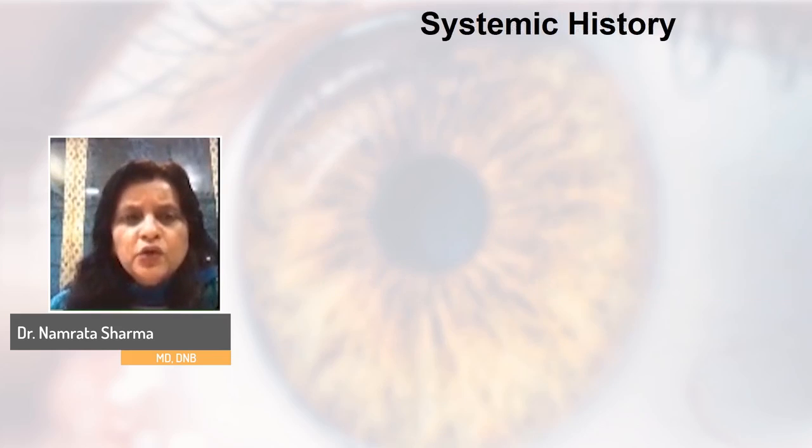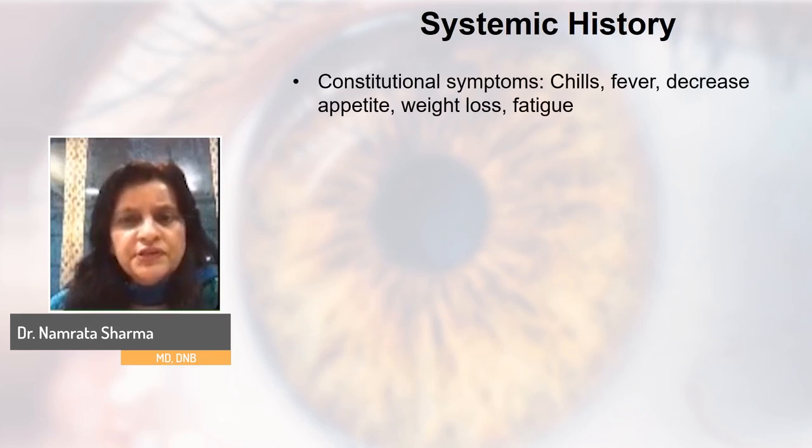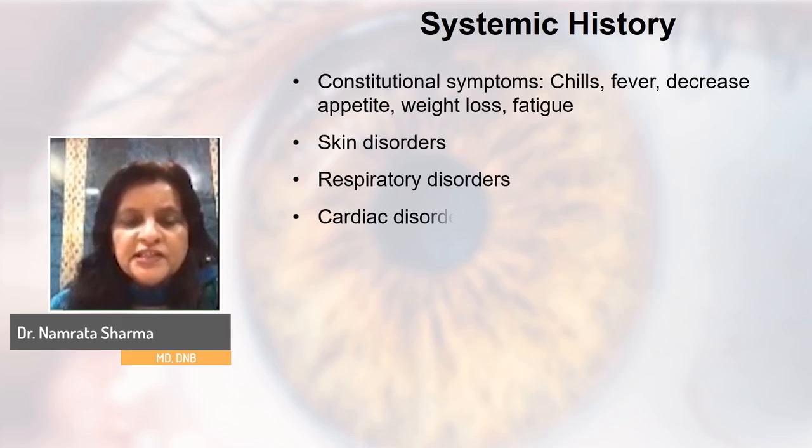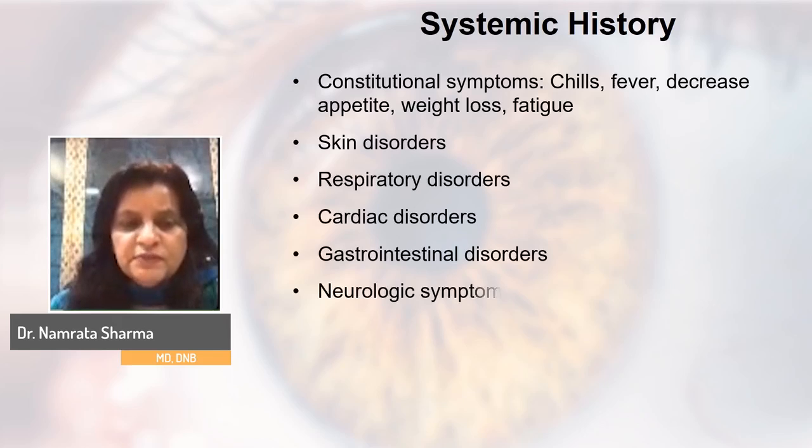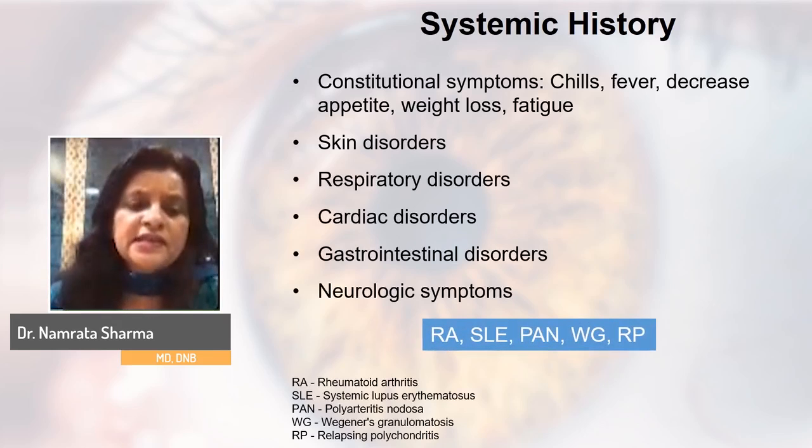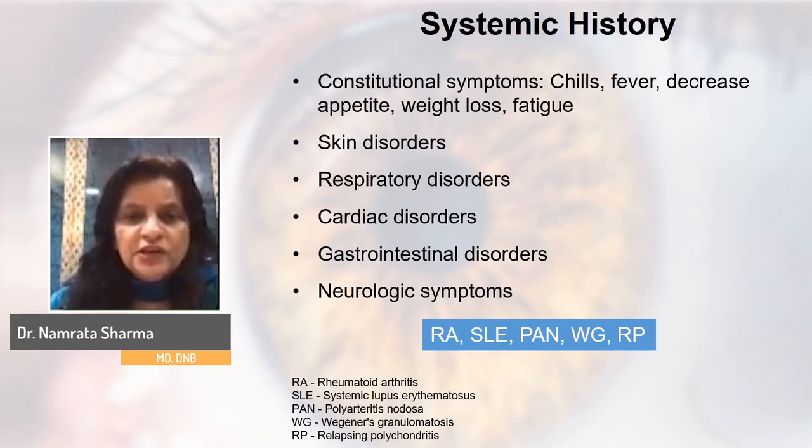It is important to take a good systemic history, which includes the constitutional symptoms such as chills, fever, decreased appetite, weight loss, fatigue, because they will point towards the systemic issues. Apart from this, patients can have skin, respiratory, cardiac, or GIT disorders and can also have neurologic symptoms. And this occurs more in cases of rheumatoid arthritis, SLE, PAN, Wegener's granulomatosis, and relapsing polychondritis.